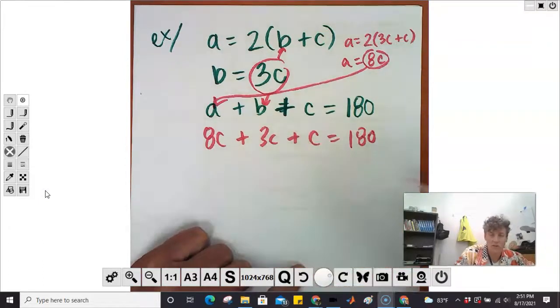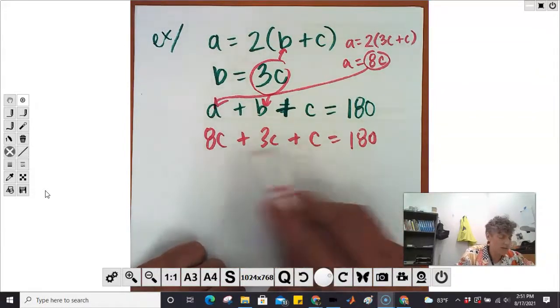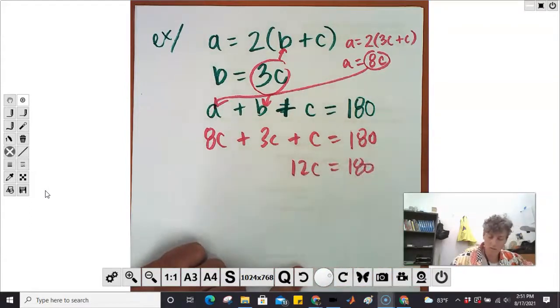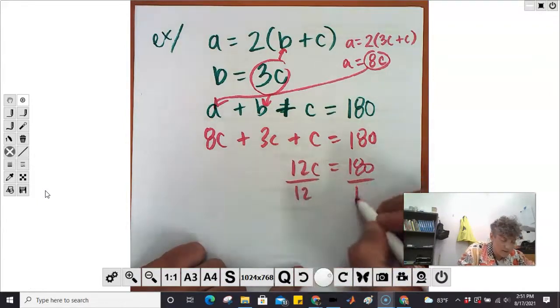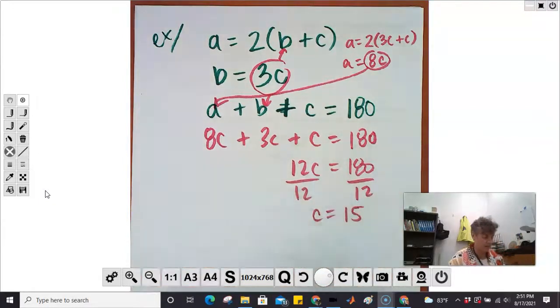Now we can solve this for C. Great. 8 plus 3 plus 1 is 12C is equal to 180. So we'll divide by 12 on both sides and get 15. So angle C is 15 degrees.